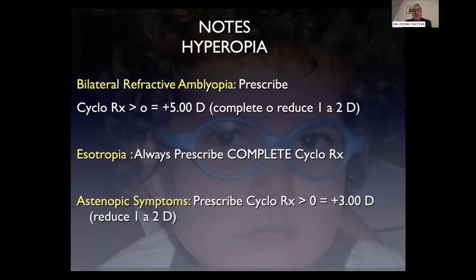Notes about hyperopia. In the case of bilateral refractive amblyopia, in patients that have more than 5 diopters of hyperopia on cycloplegia, we always recommend to prescribe the complete refraction or reduce it by 1 or maximum by 2 diopters. In all these patients that have esotropia, we always prescribe the complete cyclorefraction.